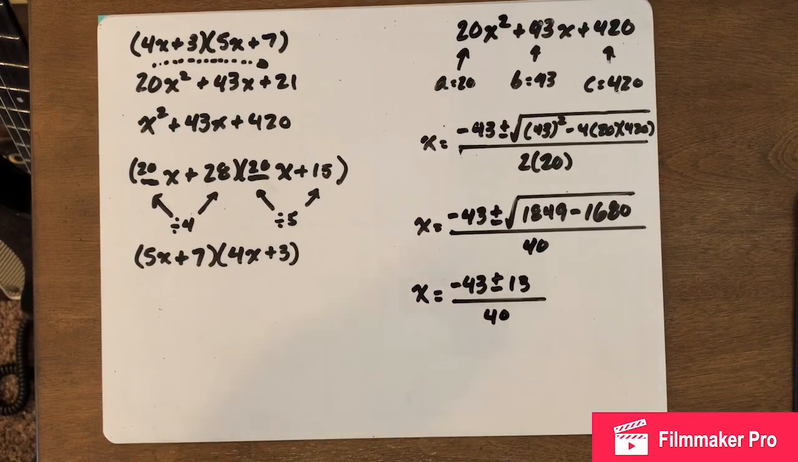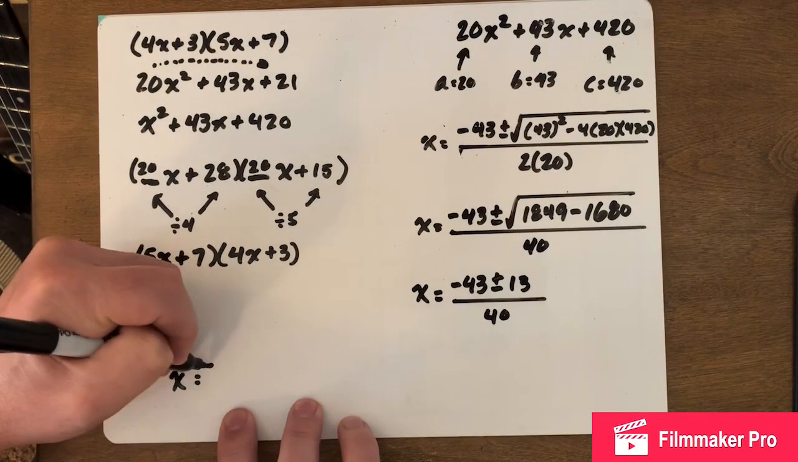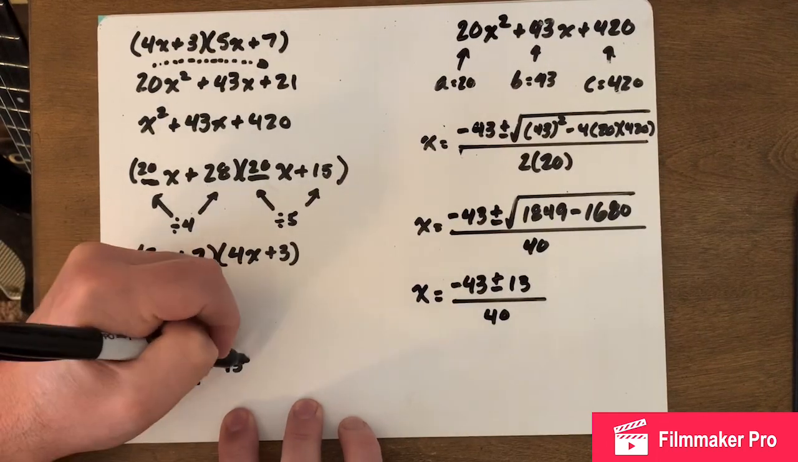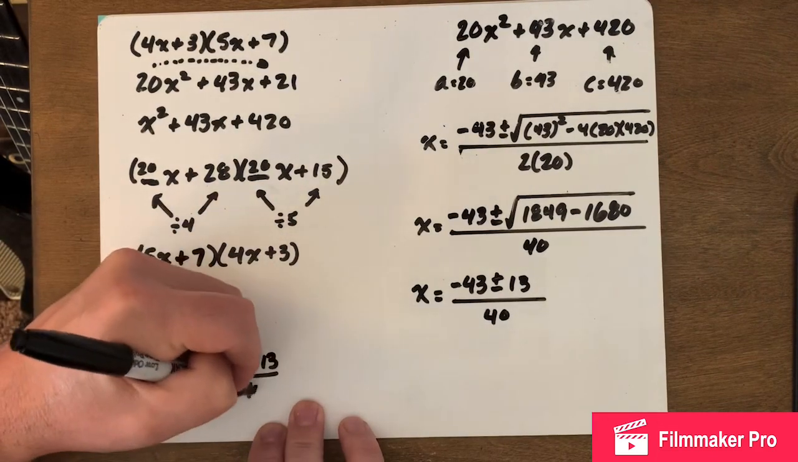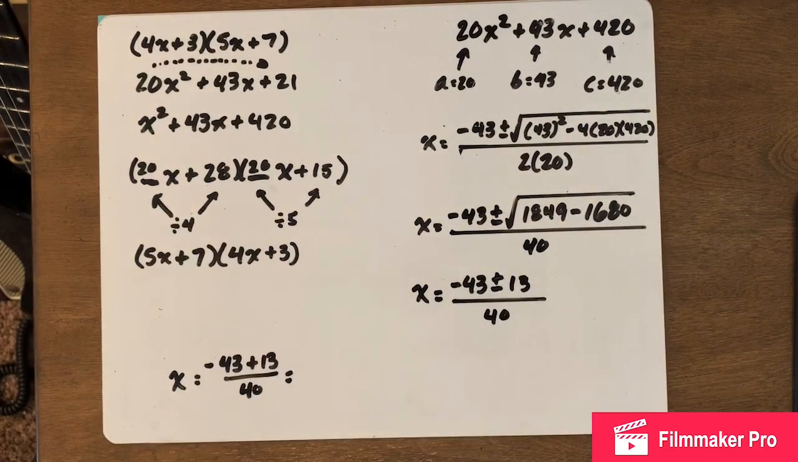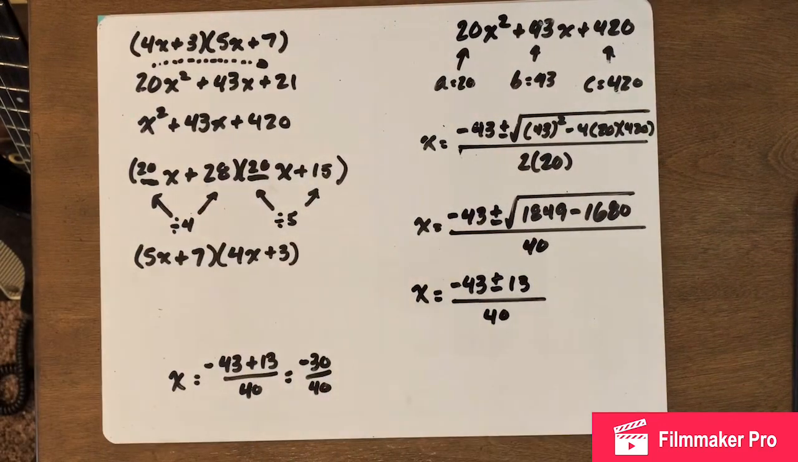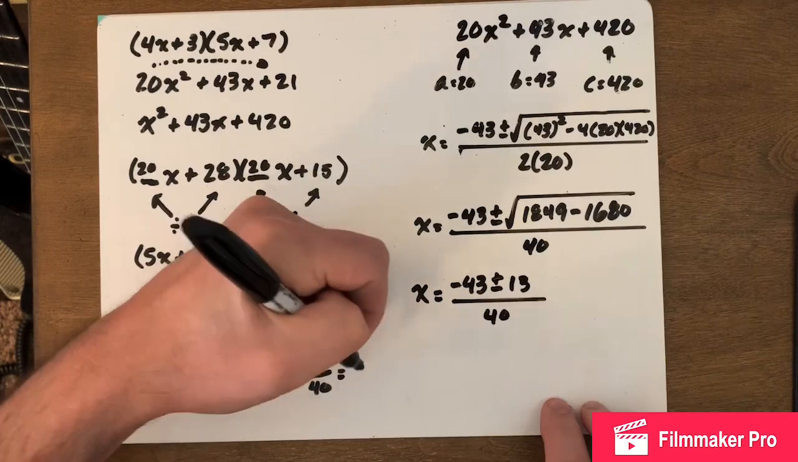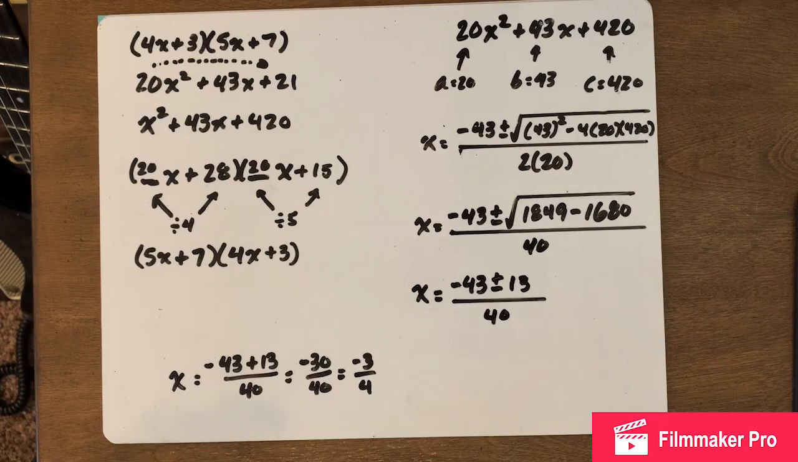Okay, so let's get our two solutions here. I'm going to actually move back over here a little bit so I have some room. So our first solution is negative 43 plus 13 over 40. Negative 43 plus 13 is negative 30. And negative 30 over 40 is going to reduce all the way down to negative 3/4. That's going to actually give us the factor 4x plus 3.